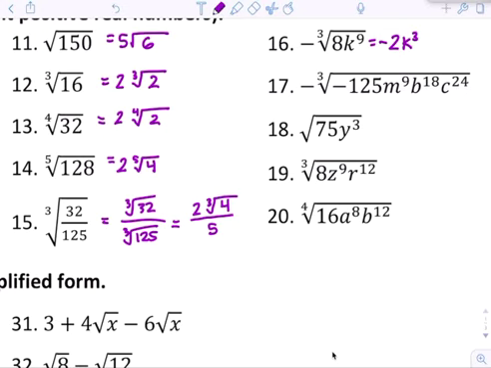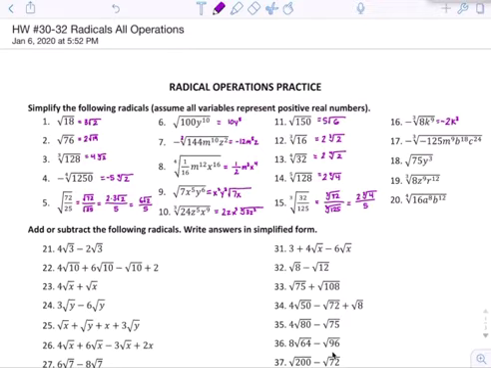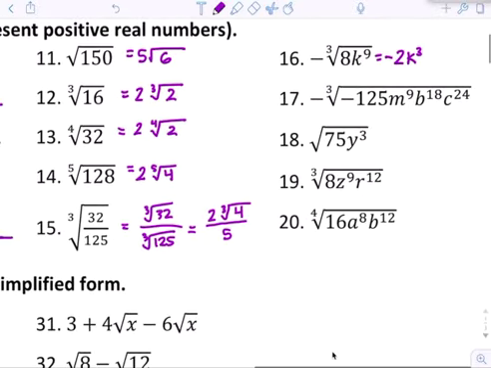All right, 17. Okay, cube root, right? So recall, if you have an odd root and there's a negative, the negative just comes on the outside. So a negative times a negative is a positive. So our final answer for that one's going to be a positive. So let's just find the cube root of 125 m to the 9th b to the 18th, c to the 24th.